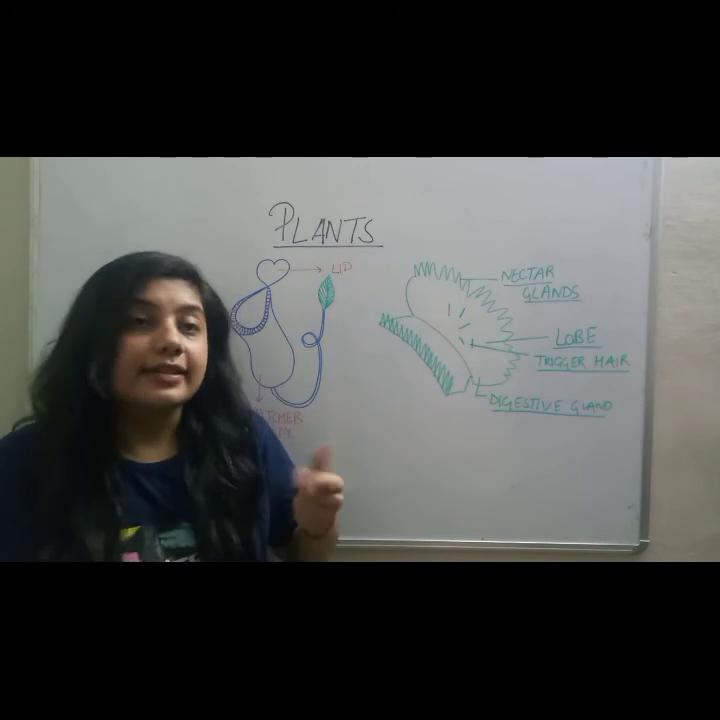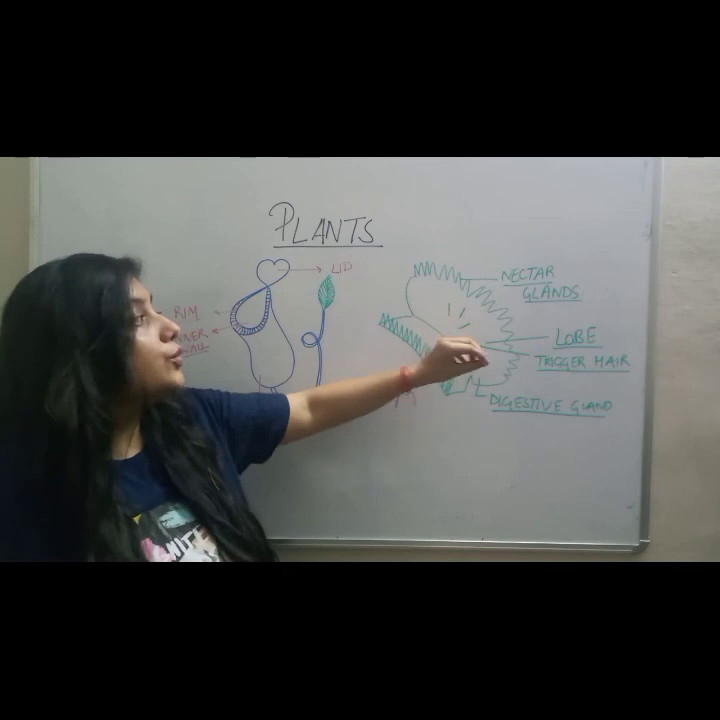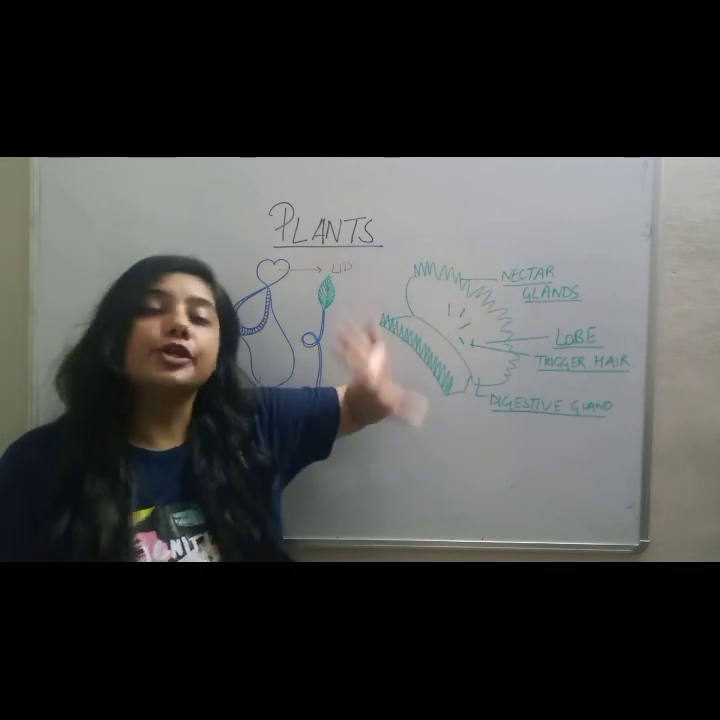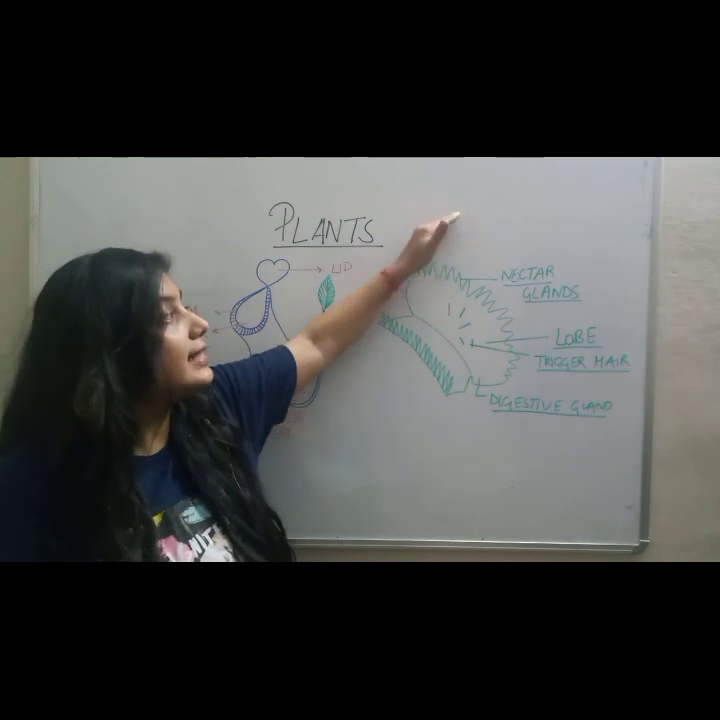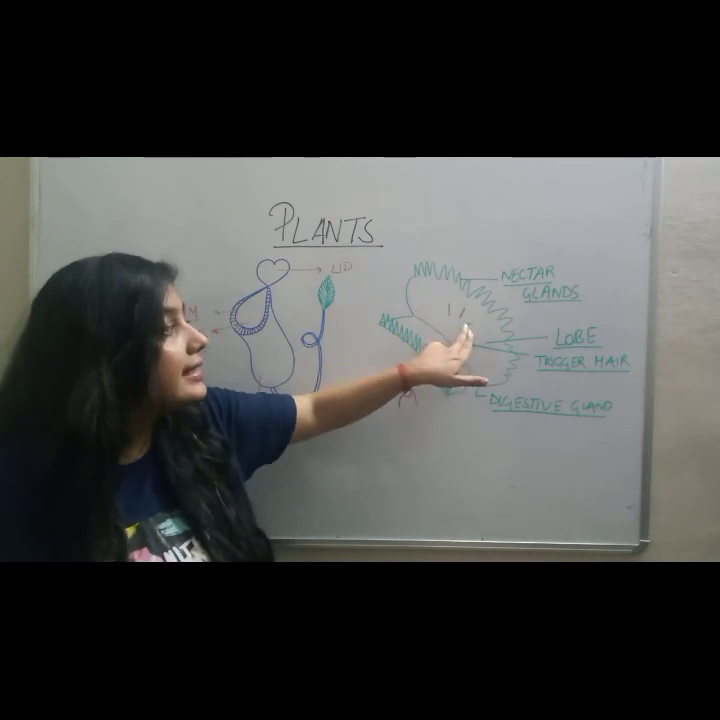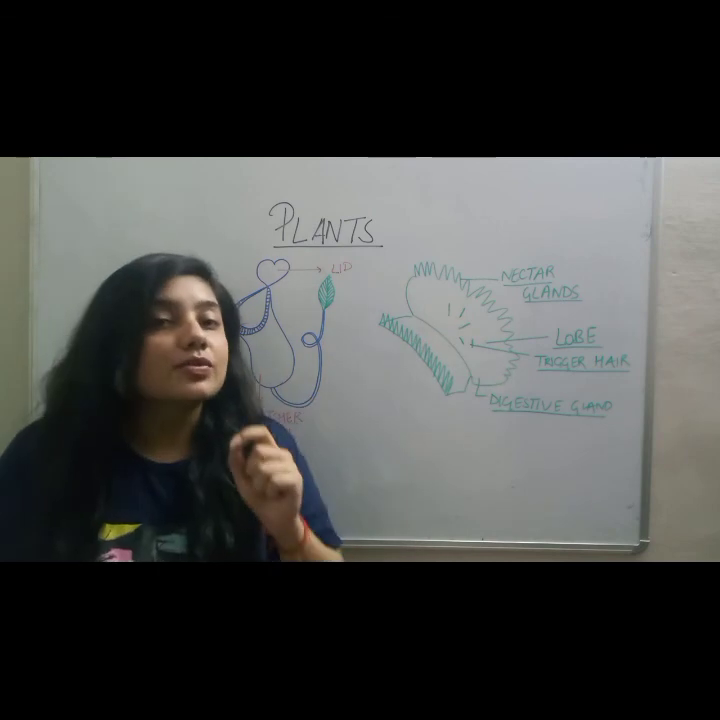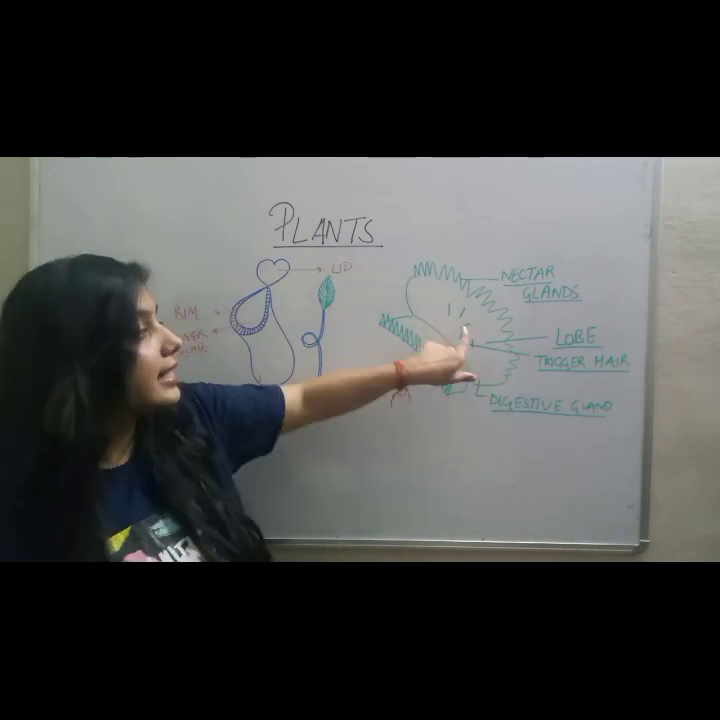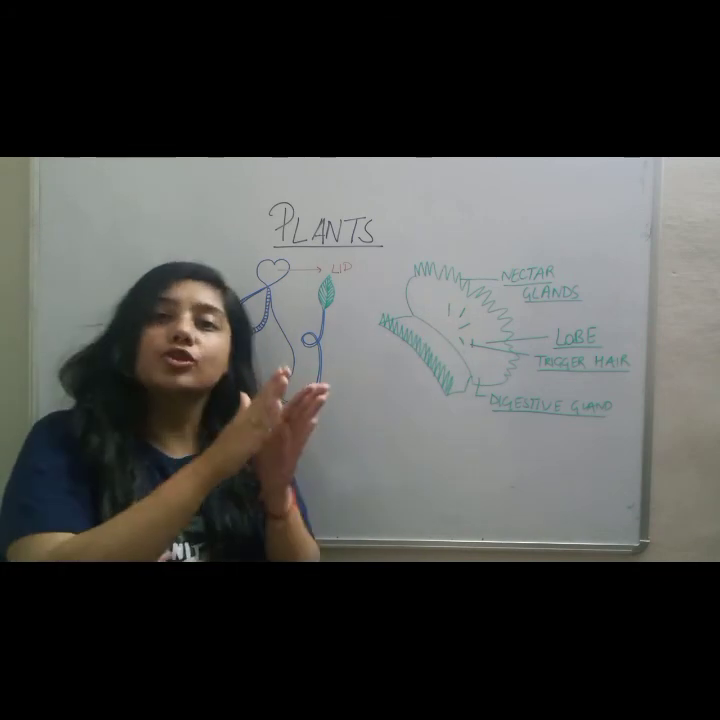So how does it eat? They do not have hands, they do not have teeth. So what is the basic function? These nectar glands produce nectar. So there is a smell on the lobes. Now when the insect comes to it, these are the trigger hairs. This is where the animal sits. So as soon as the insect hits these trigger hairs, the lobes get closed.